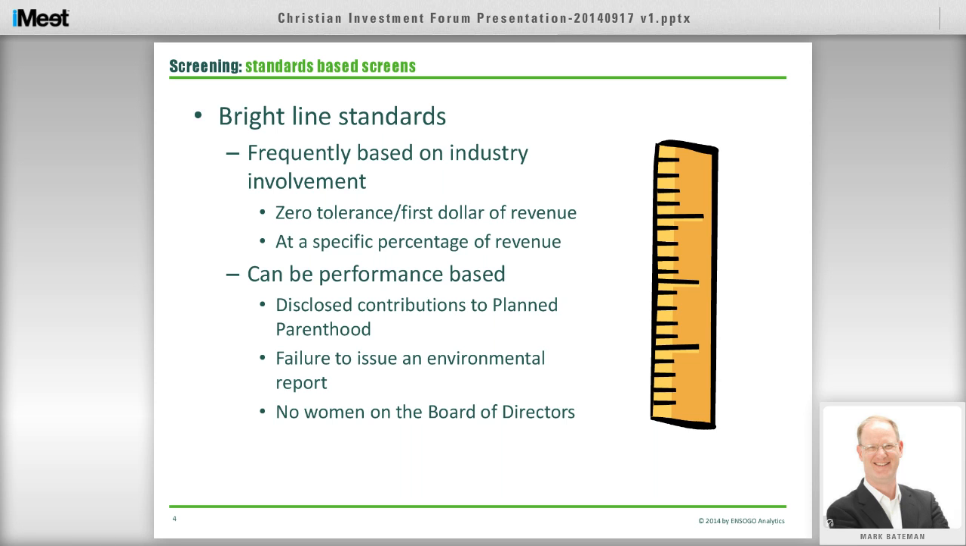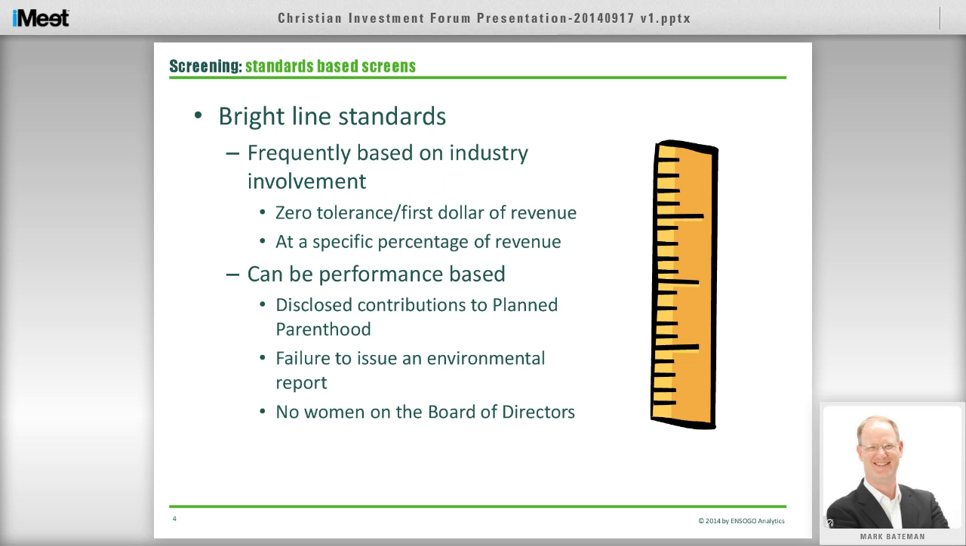Is it a company that has a line of business in gambling? Is it a company that manufactures abortifacients? That kind of language, identifying a specific issue and involvement in that line of business or that product line is one of the ways that that bright line can be initially identified.